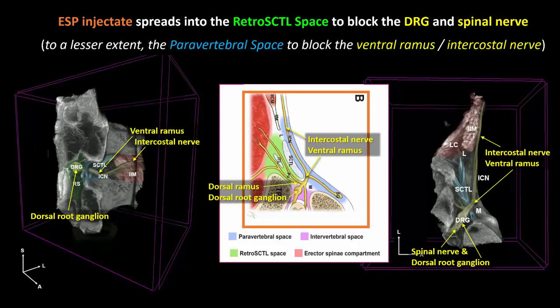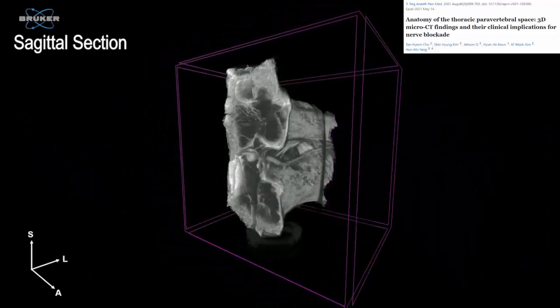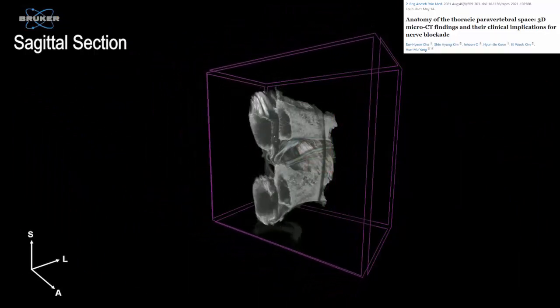Once again, local anesthetic injected into the ESP plane can spread freely into the retro-SCTL space to block the spinal nerve and dorsal root ganglion. And to a lesser extent, local anesthetic passes through the medial and ventral slits into the paravertebral space around the ventral ramus and spinal nerves. Here is the supplementary video material supplied by Cho and colleagues that illustrates these sections in sequence.